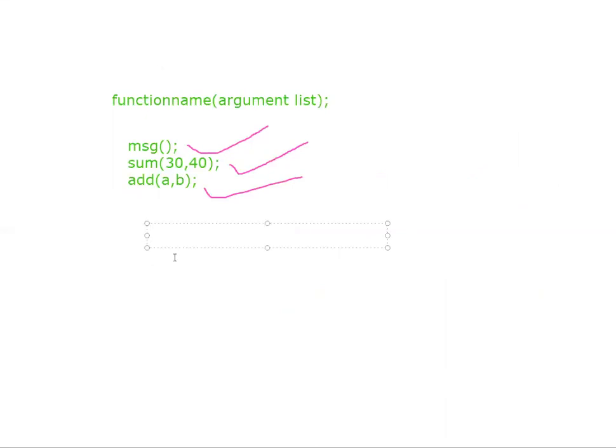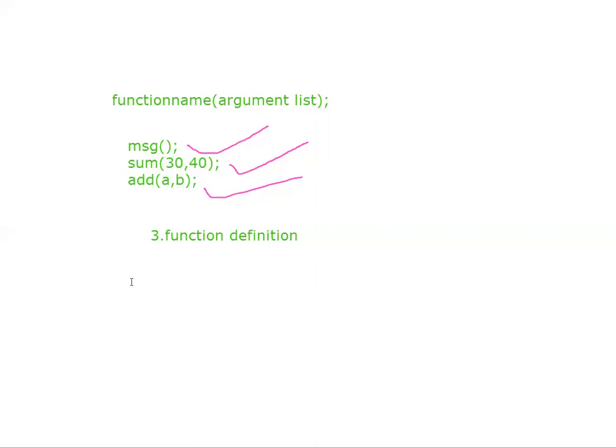Next place, function definition. The third one is function definition. This is the syntax of function definition. What is a function definition? The function definition is a separate module which can be defined below the main module or above the main module.